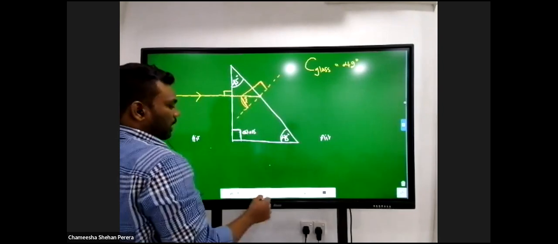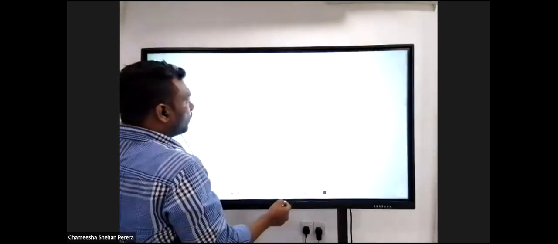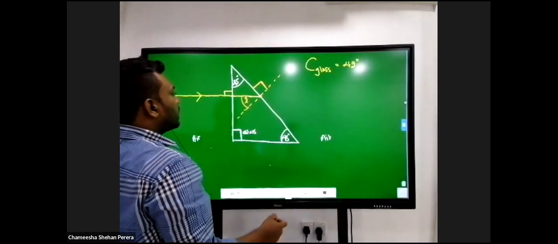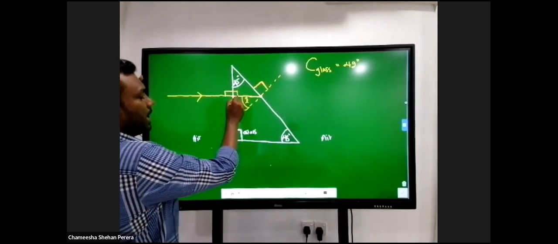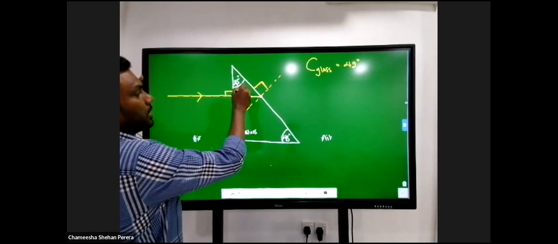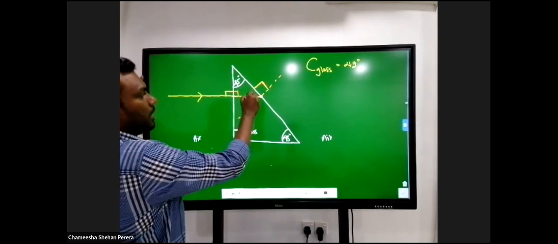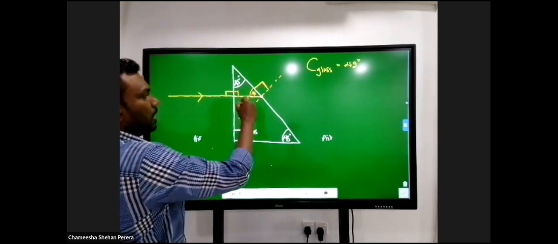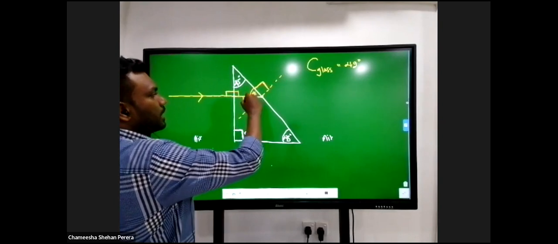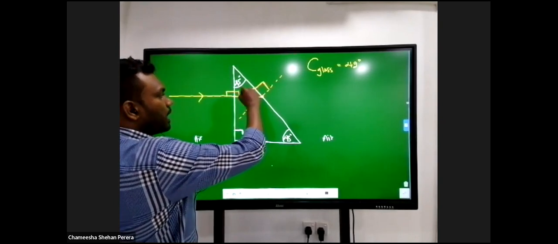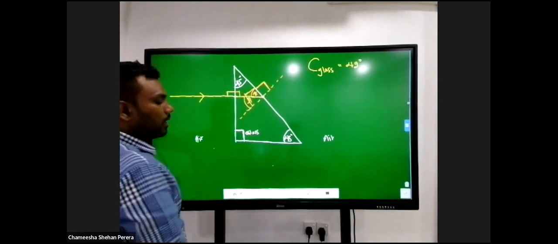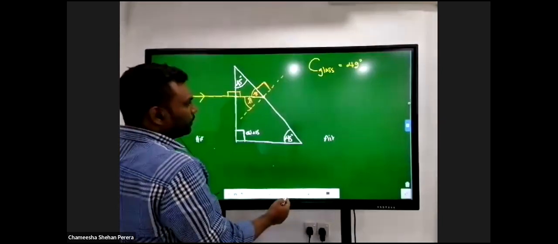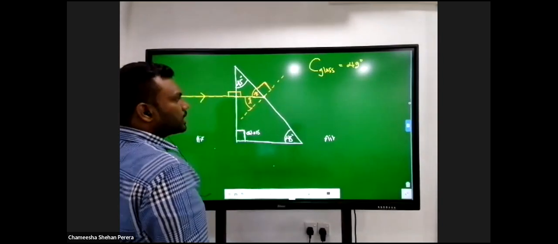If you want further explanation: this has to be 90 degrees, and the total of the internal angles of a triangle has to be 180, so this one is 45 and this one again has to be 45 in order to make a perpendicular. So there are different ways to obtain the 45-degree angle. This is basically maths. If you can understand this is 45 degrees, that's great.